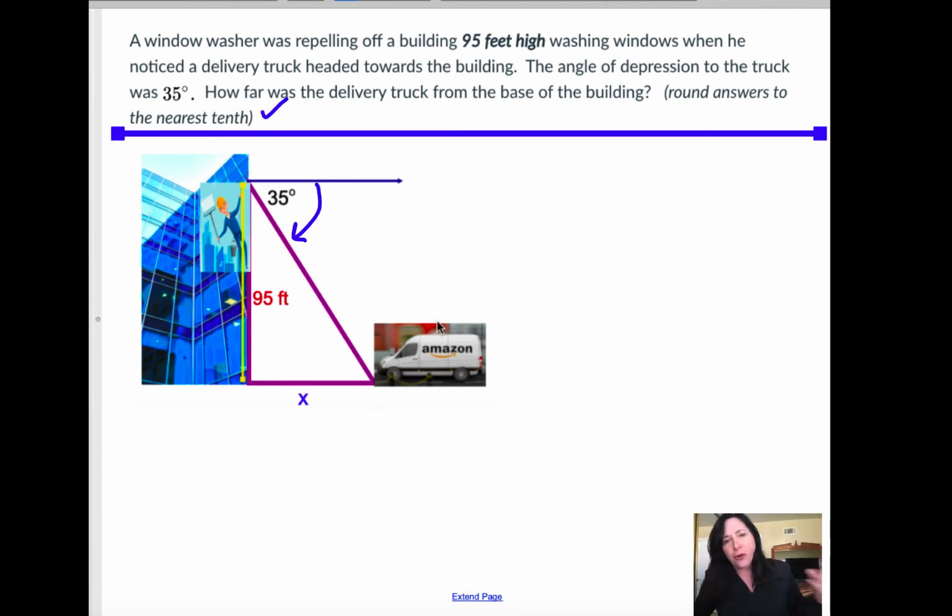Okay, so first thing you need to remember is that the angle of depression is actually the same value as the angle of elevation, this value here. So this value is also 35 degrees. The reason for that is because these lines are parallel, because they're both on the horizontal, and these are alternate interior angles. So there's two ways to do this, okay?